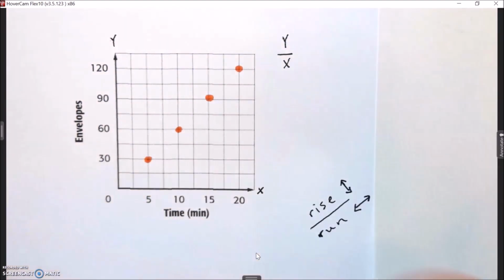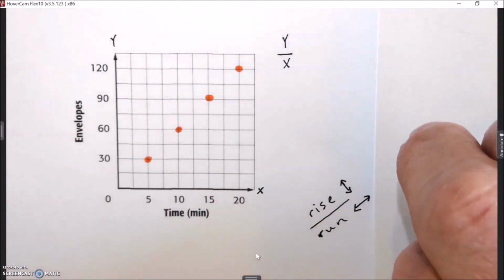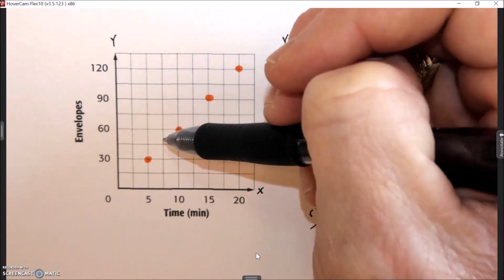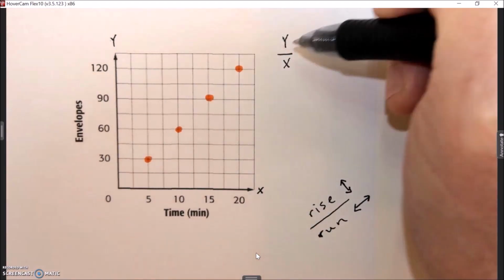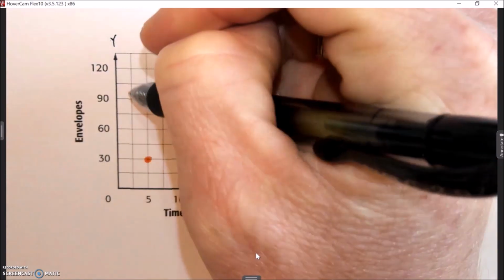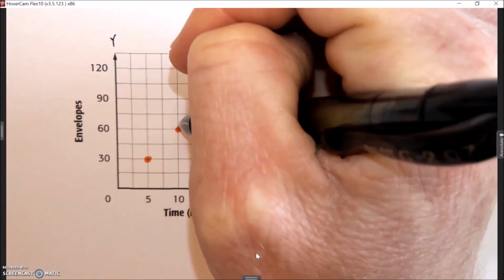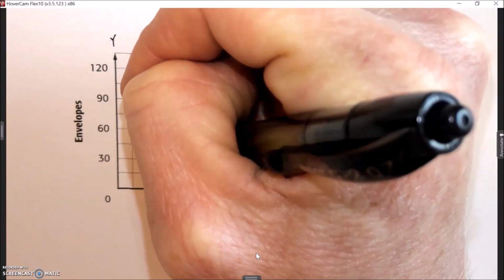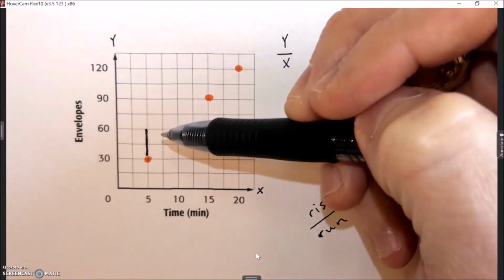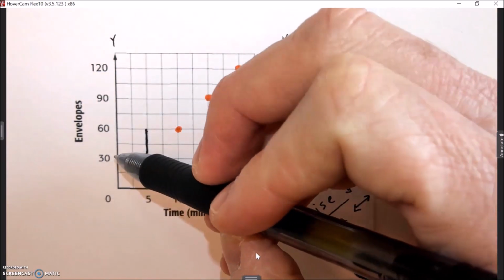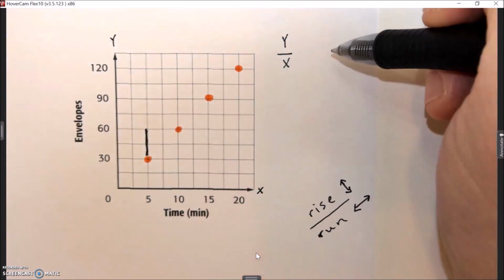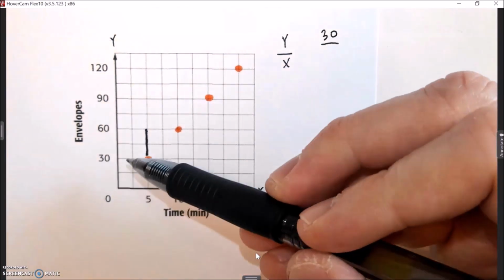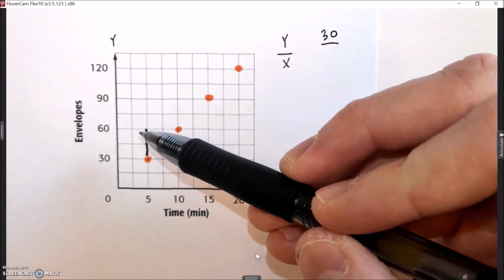So we're just going to pick out 2 points, any 2 points on here. Okay, so I'm just going to go with what we always do. I'm going to pick out this first point and then the second point. So the change in y, since we're going up from here to here, I went from 30 to 60. So guys, the change in y is going to be 30. I just increased by 30. Do you understand that? I went from 30 to 60.